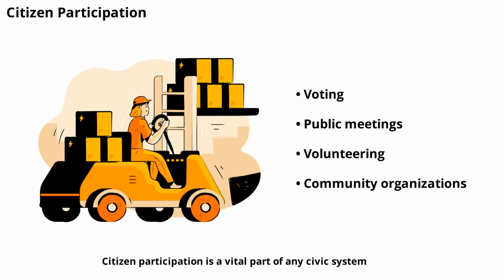Citizen participation is a vital part of any civic system. It refers to the ways in which individuals engage with their community and government. This can include voting in elections, attending public meetings, volunteering, or joining local organizations. Participation ensures that diverse voices are heard and that decisions reflect the needs and values of the community. Civic systems often provide formal channels for involvement, such as advisory boards or public comment periods. By participating, citizens help shape policies, hold leaders accountable, and strengthen the fabric of society.